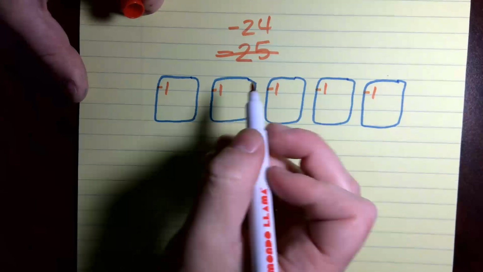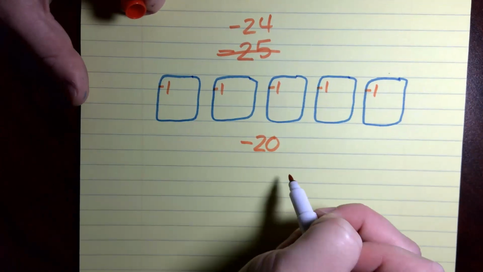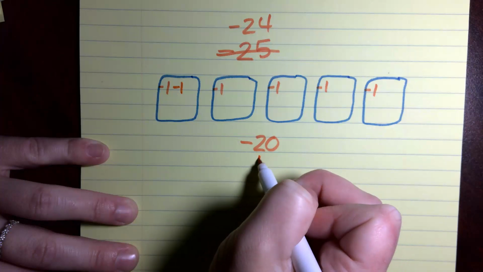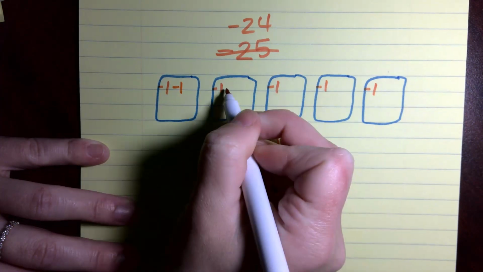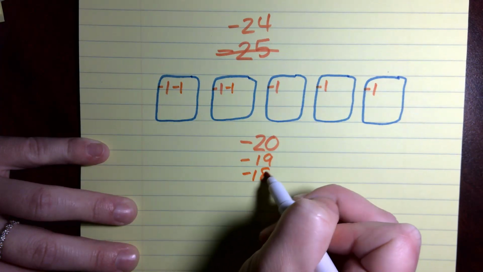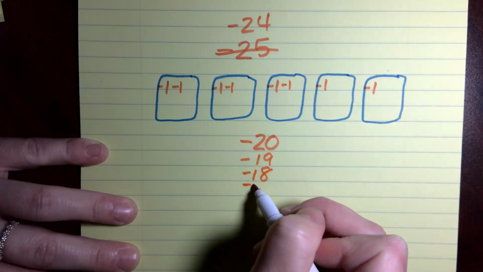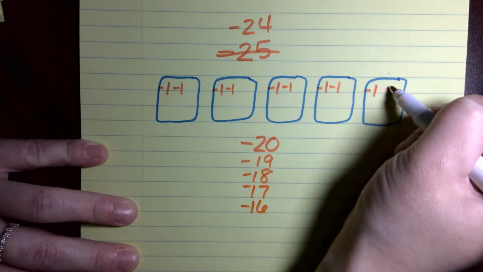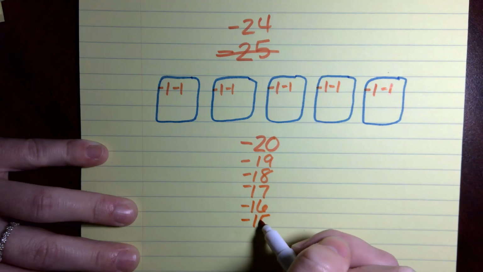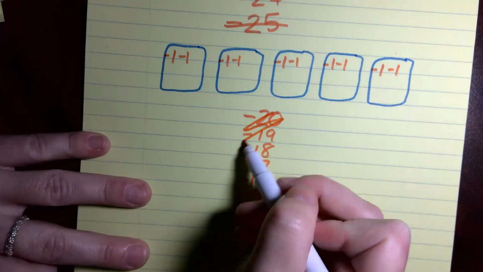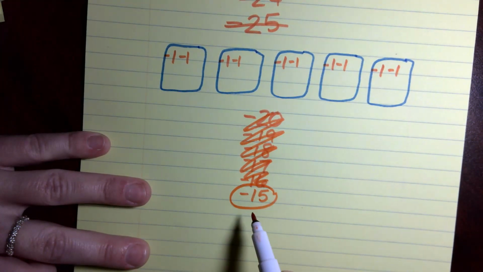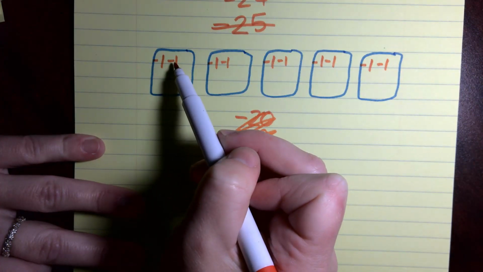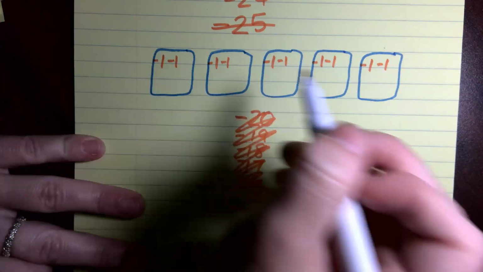So let's go again. I'm going to put -1 in each box all over again. Let's do -1, now I'm at -19. -1, now I'm at -18. -1, now I'm at -17. -1, now I'm at -16. -1, now I'm at -15. Okay? So now here's my total. Everybody's got -1, -1, they've got a total of -2 in each spot.